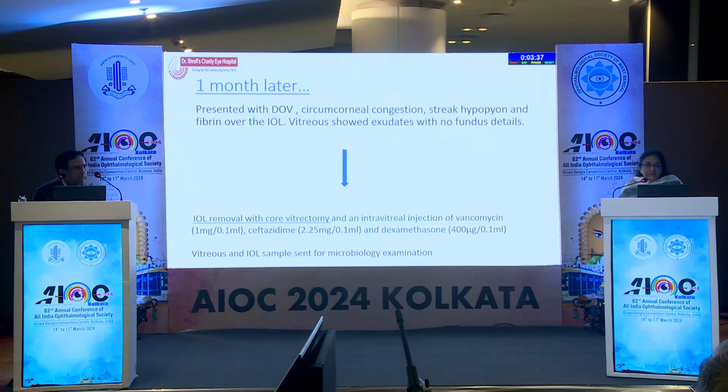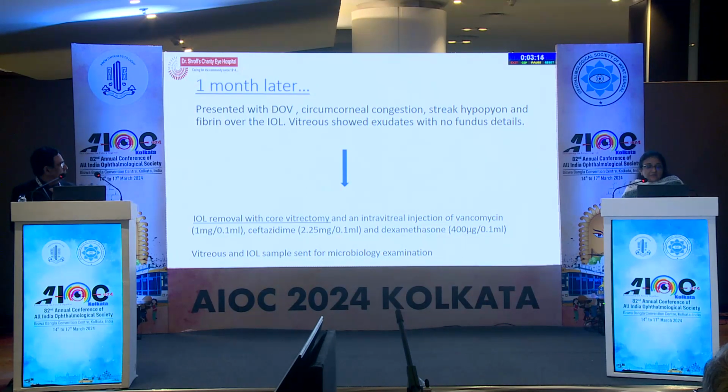One month later, again, the patient presented with diminution of vision and circumcorneal congestion, streak hypopyon, fibrin over the IOL, and the vitreous showed exudates with no fundus details seen. The AC tap that we had sent earlier came out to be all negative, and there was absolutely no growth. So we didn't know what organism we were dealing with.